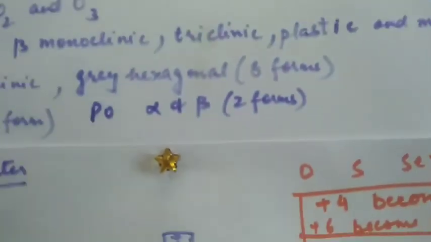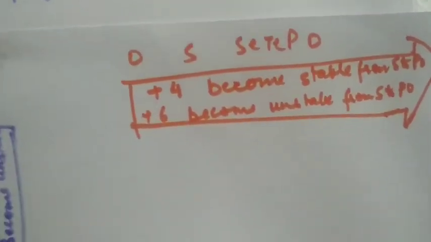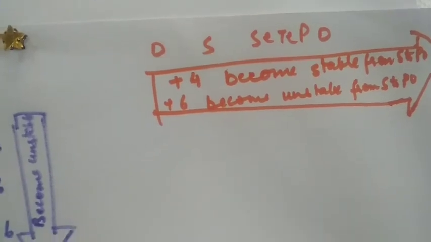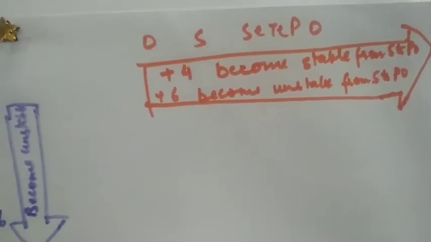As we go down the group, the +4 oxidation state becomes stable from sulfur to polonium, whereas the +6 oxidation state becomes unstable due to the inert pair effect.